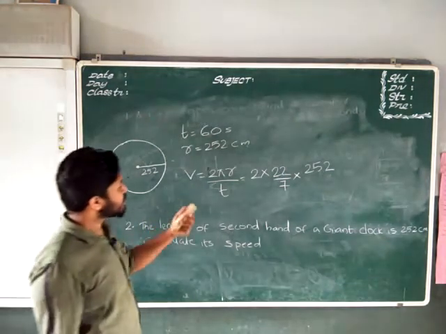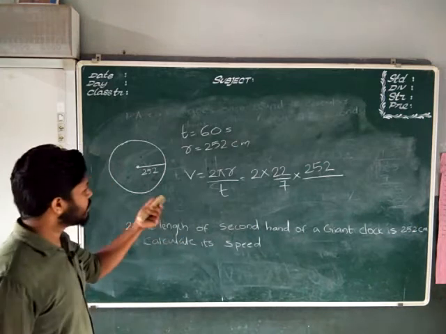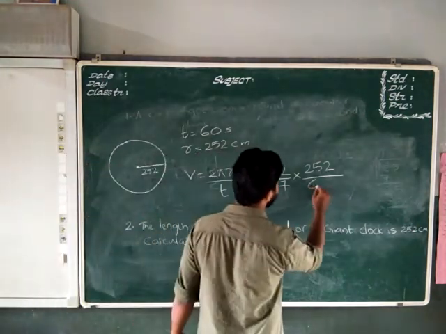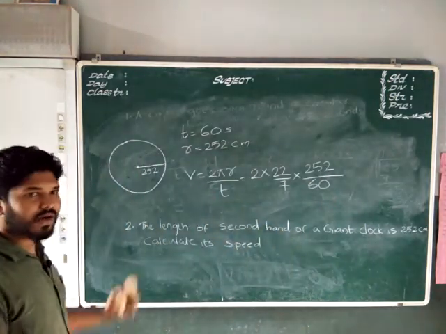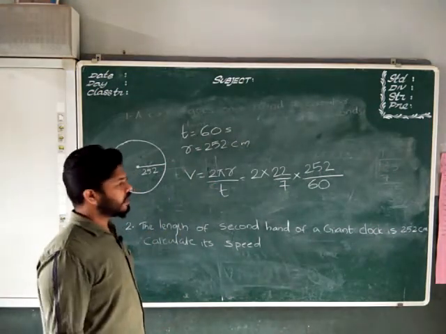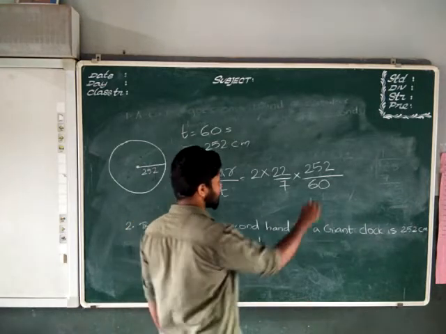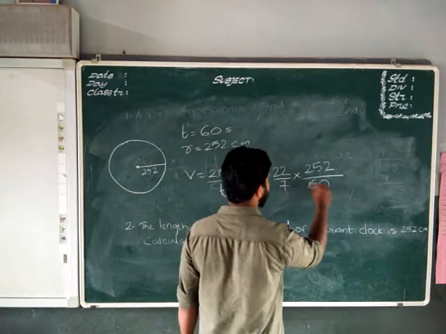centimeter divided by t. How much is t? It is 60 seconds. So these are our substitutions. We finished our substitution. Now let us cancel the terms one by one. We can check, the 60 and 2 can be cancelled, isn't it? It becomes 1 here and 30 here.